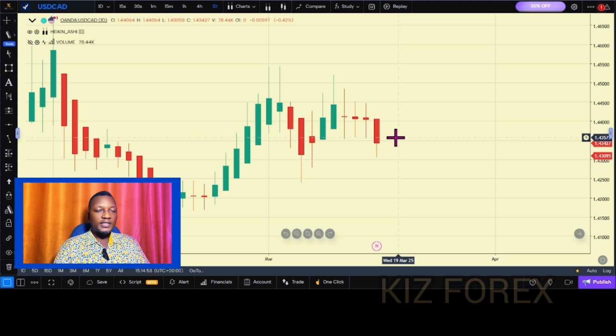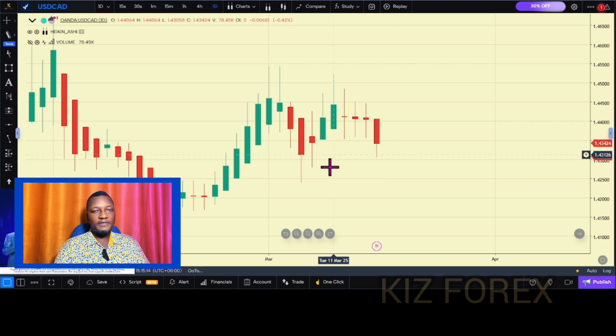Whether you're a scalper, a swing trader, or a day trader, you must be using three major time frames. Those three major time frames are the higher time frame, the middle time frame, and the smaller time frame. The higher time frame will be your directional time frame. The middle time frame will be your signal time frame, and the smaller time frame will be your entry and your exit time frame.